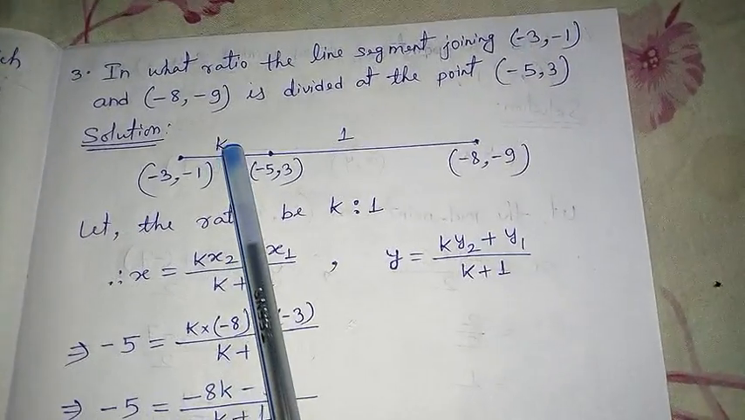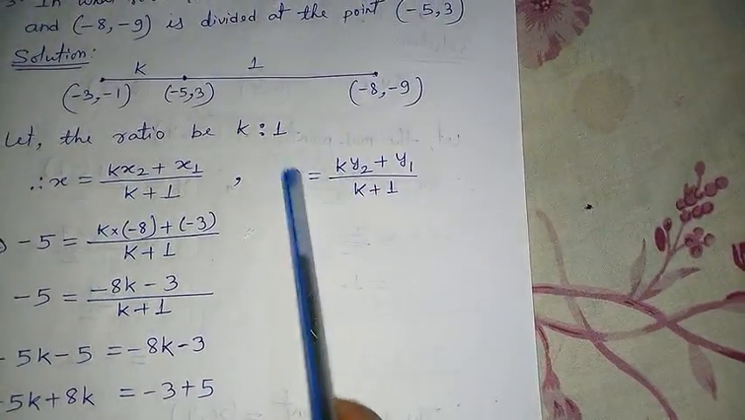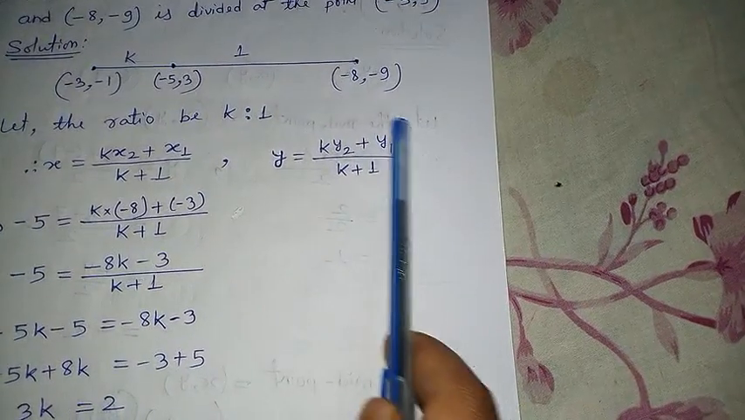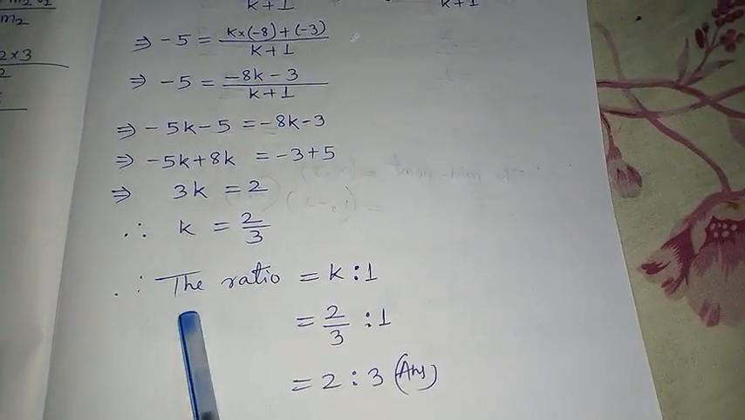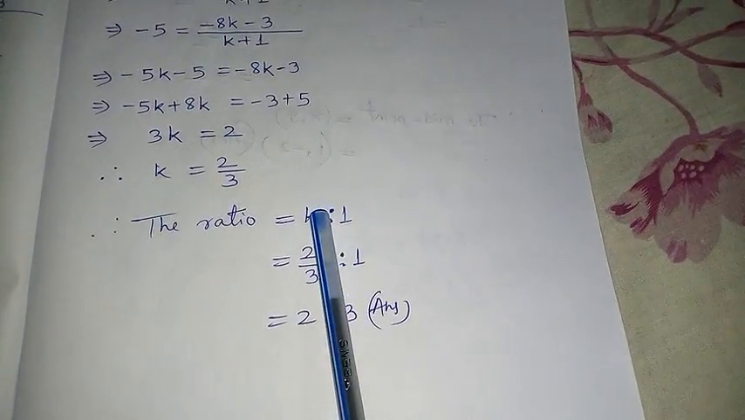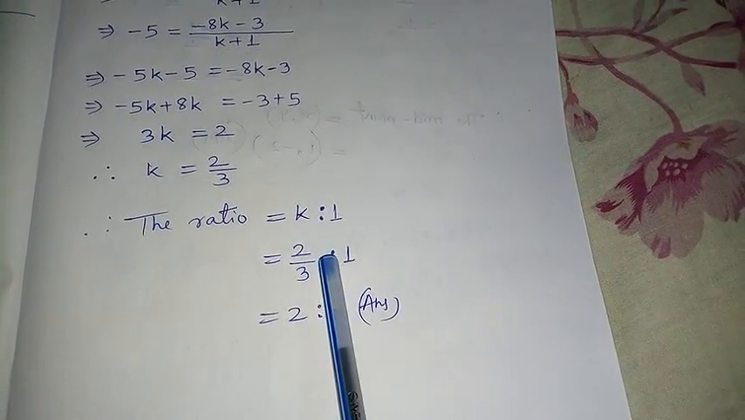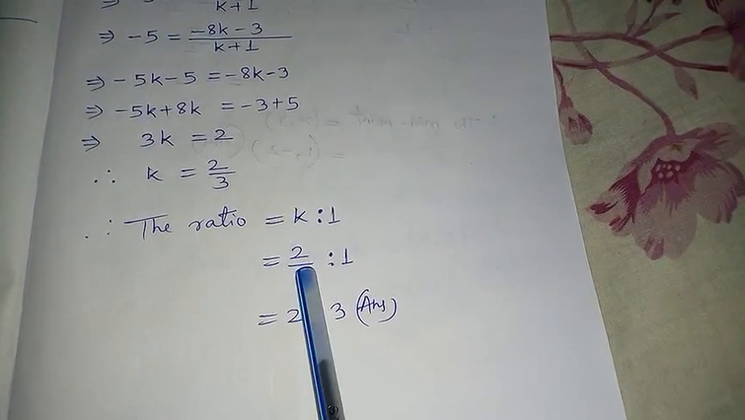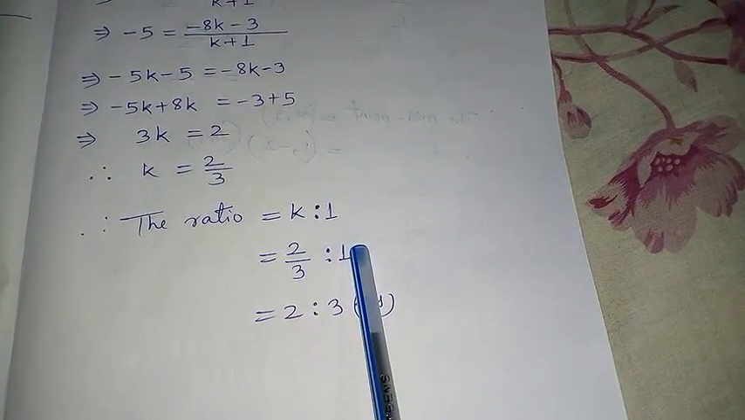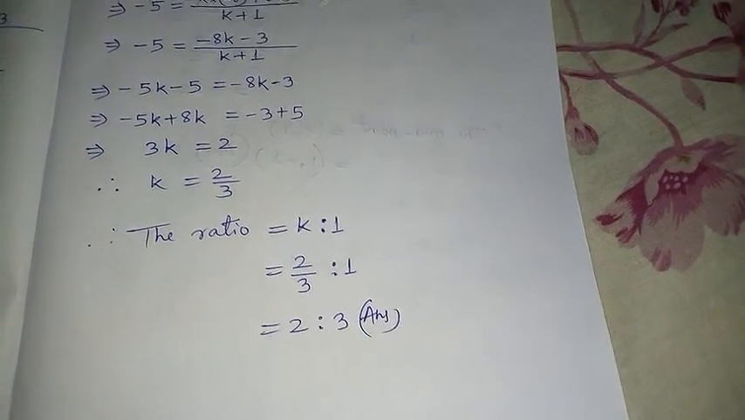Now k was unknown, 1 is known. So when we got the value of k, we need not use the second formula. So we are not going to use the second formula. We got the value of k. So the ratio is k is to 1, as k is 2 by 3, so 2 by 3 is to 1. But it is said the ratio should not be written in fraction. So this 3 will multiply with 1. 3 ones are 3. So 2 is to 3 is our answer.